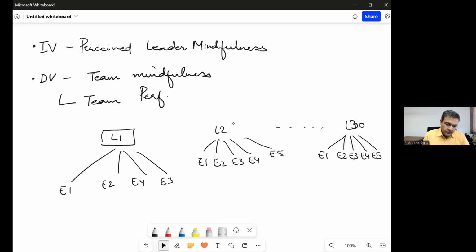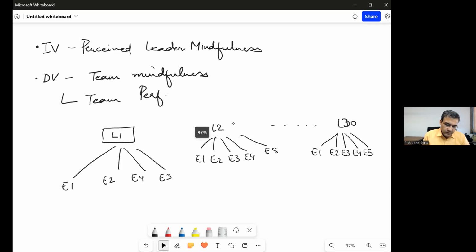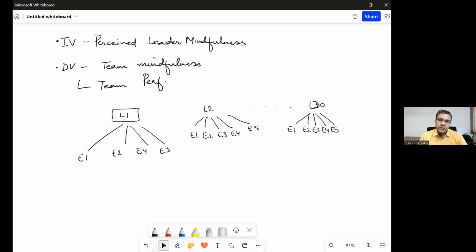Since we want to understand the perception of leader mindfulness as seen by the team, if I am to aggregate this at the team level, will this be an L2 level variable? Yes. Now you have asked very, very good questions, and something that I have on my slide that we will be talking about.